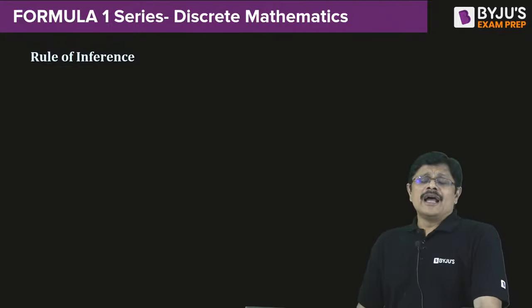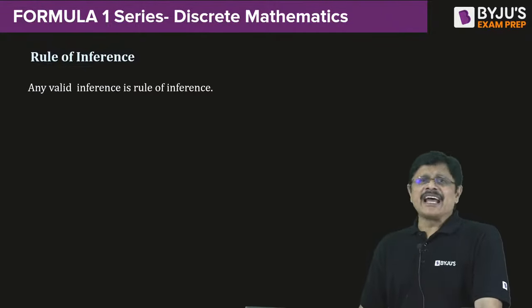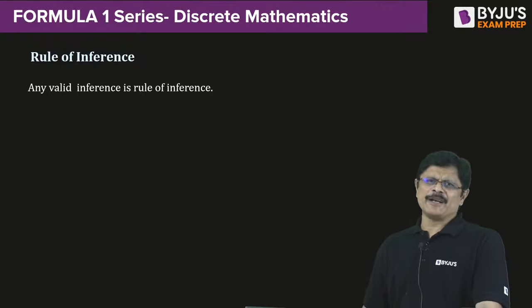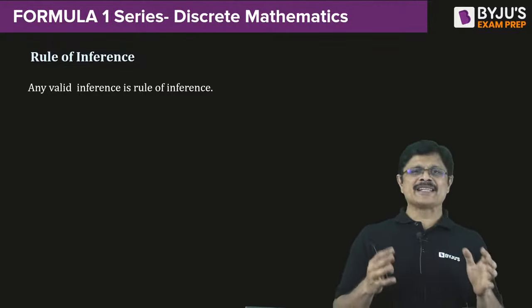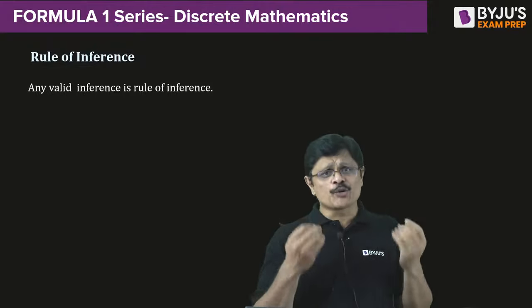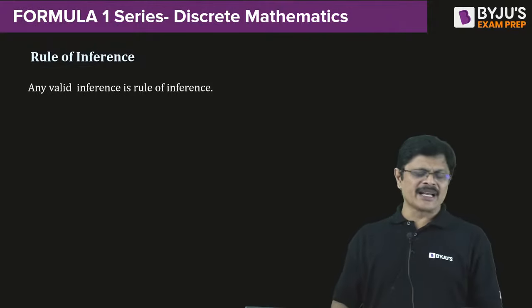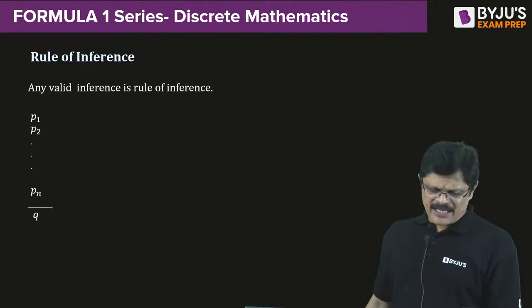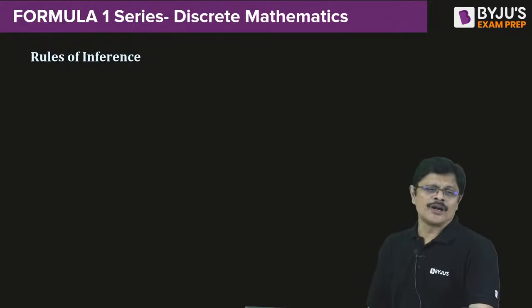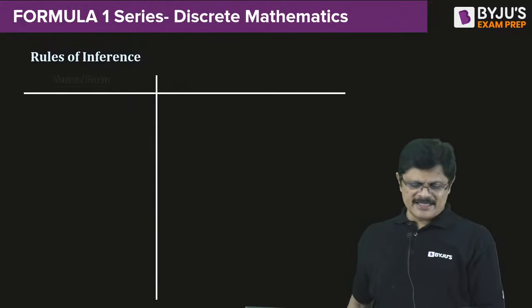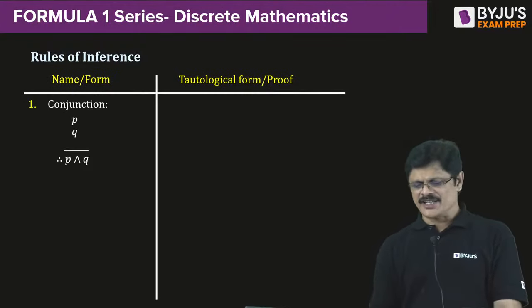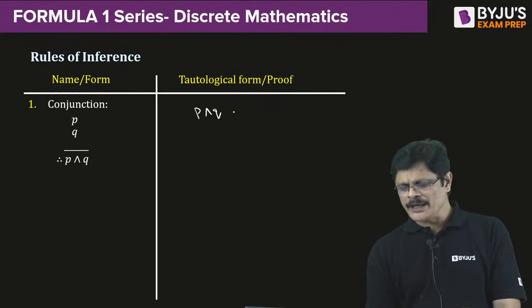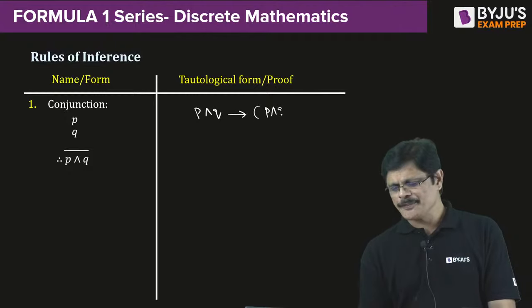Now, actually, any valid inference is called a rule of inference, but if you list all of them, you have to maintain a very big book. What they have done is identify some very important rules of inference, and that is what earlier Nishu Kumar was trying to say. They are called the important rules of inference. Let me list them out. The first one is conjunction: P and Q implies P and Q.